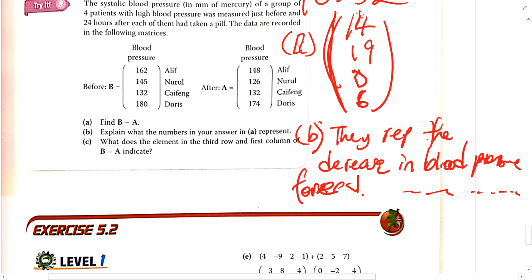Okay? Part C. What does the element in the third row first column of B minus A indicate? What does it indicate? Come on, you got one keyword already. Sorry, how much? There is a decrease. No, it's a 0. So what does it mean? What does it indicate? That the pill did not have any effect. The pill did not have any effect. Okay.